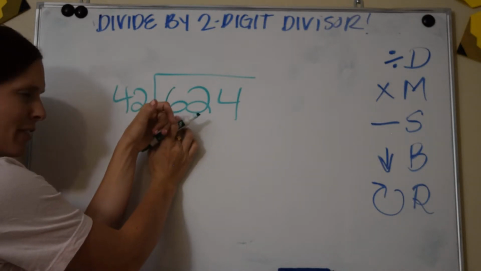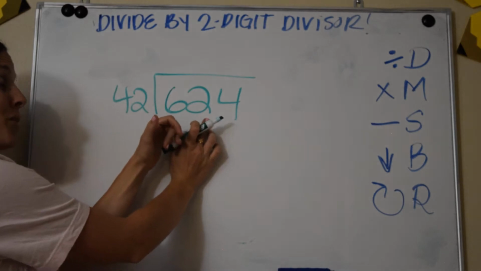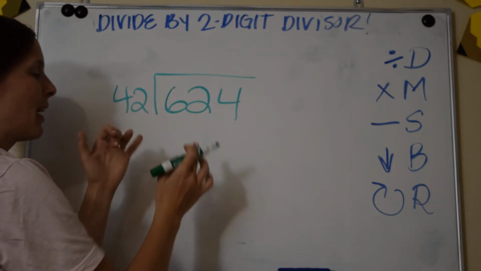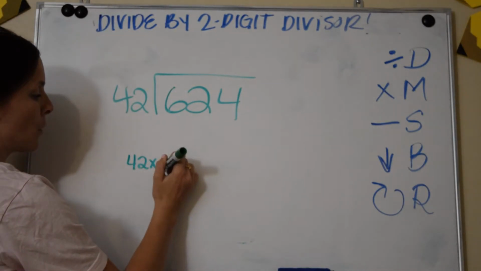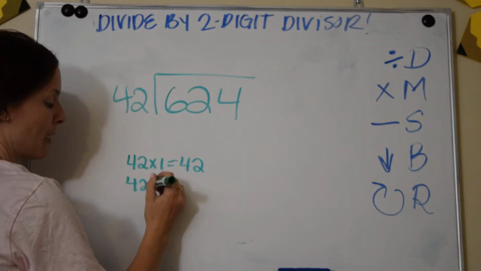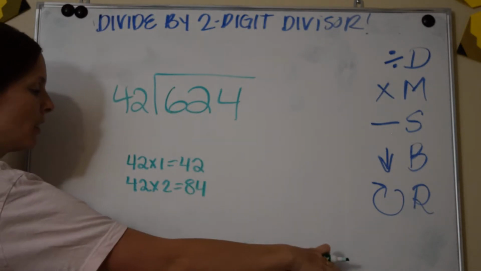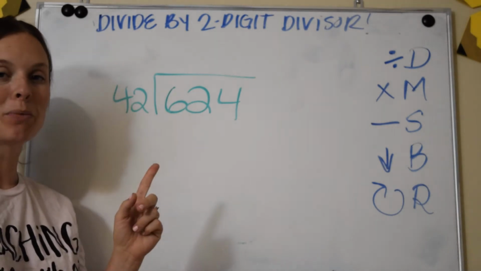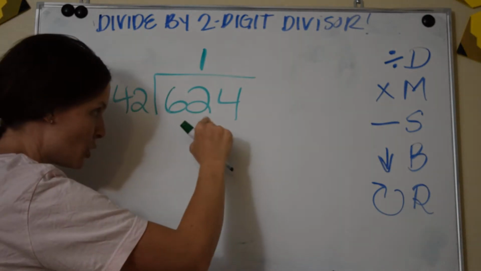Okay, 42 cannot fit into a 6. Way too big. But 42 can go into a 62, and it can go into it once. How do I know it's only once? Well, if I did 42 times 1, that's 42. So far, so good. What if I did 42 times 2? That would give me 84. That's way too big. So that's why 42 can only go into it once. Remember, where do we place the digit? It goes above the 2 because we're working with 62.